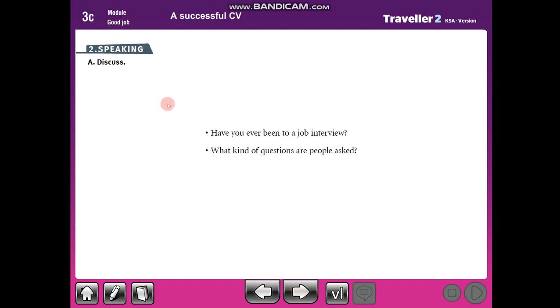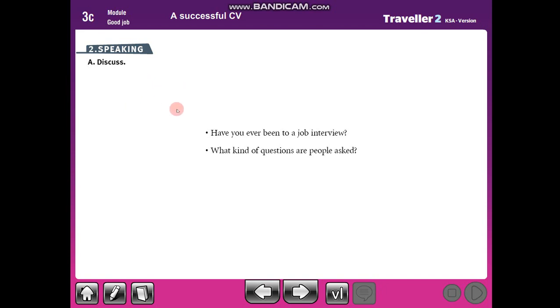Secondly, as we know, we have 4 skills in English language. For example, speaking skill, writing skill, listening skill, and reading skill. Today, we will concentrate on speaking skill. You should try to speak English all the time. Don't speak Arabic. You should practice English to improve your language.